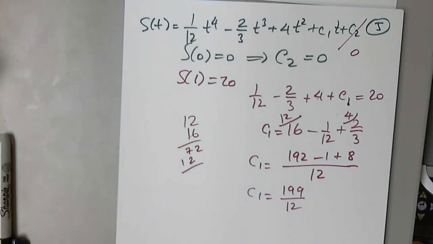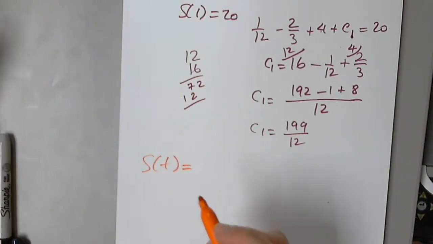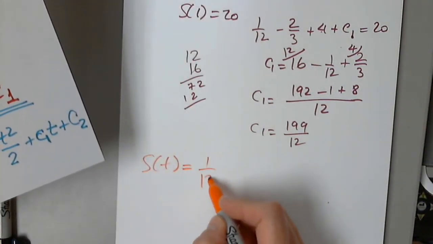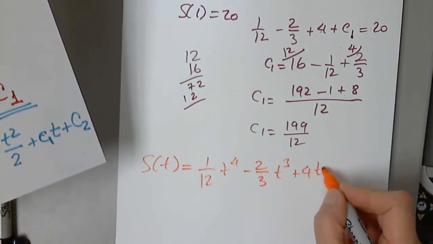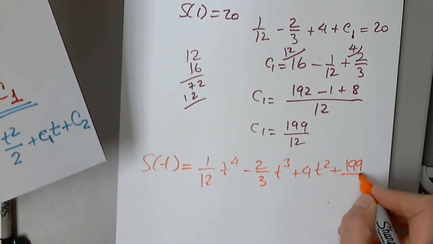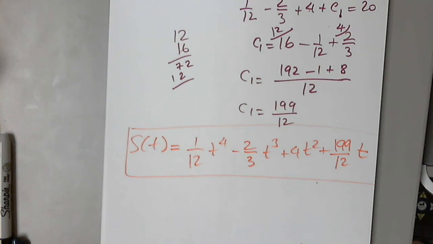Is it okay? Okay, so now we have the entire function s of t: 1/12 t to the fourth minus 2/3 t to the third plus 4t squared plus 199/12 t. Was 199 over 12 okay? 18 plus 119, that's not divisible by anything, so I can't simplify. This is the only function that fulfills the given conditions: it has the given second derivative, s of 0 is 0, and s of 1 is 20.